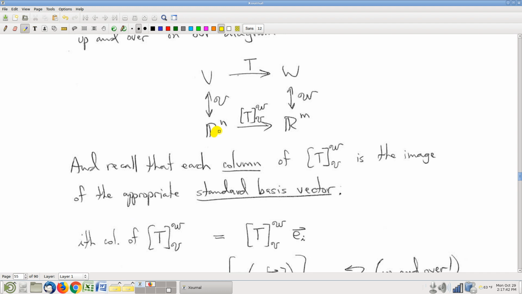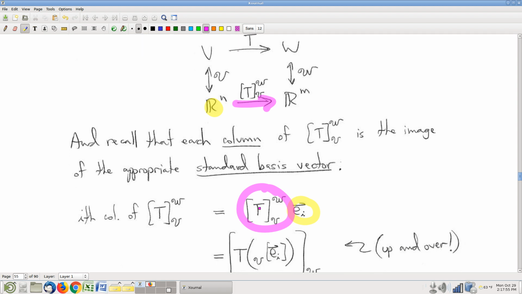We're going to take EI, we're going to multiply by that matrix. And my first observation here is just to take advantage of the fact that that should be the same as this. Right? Going across should be the same as up and over and down.